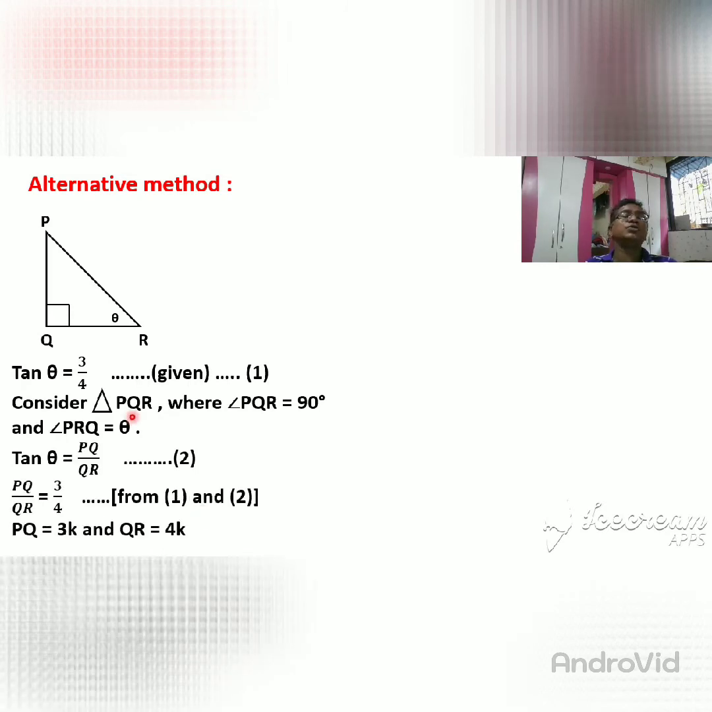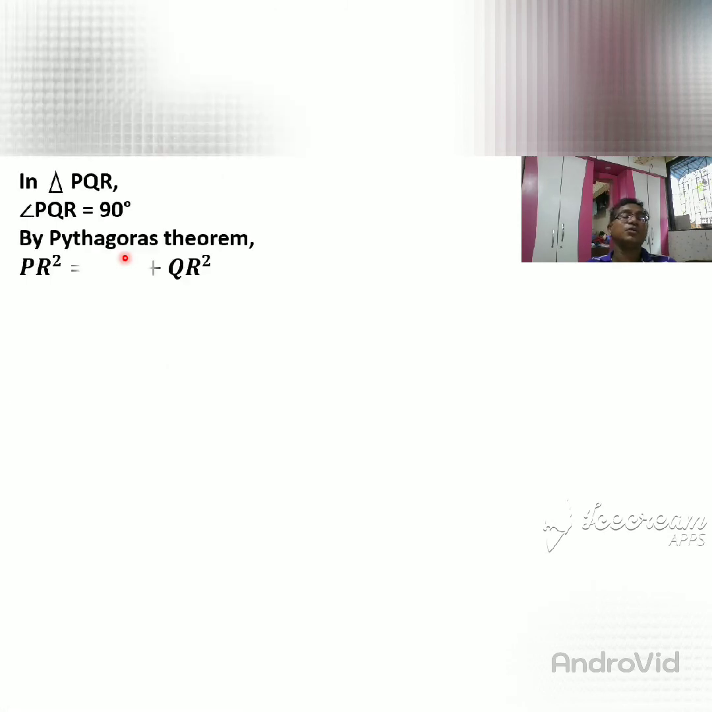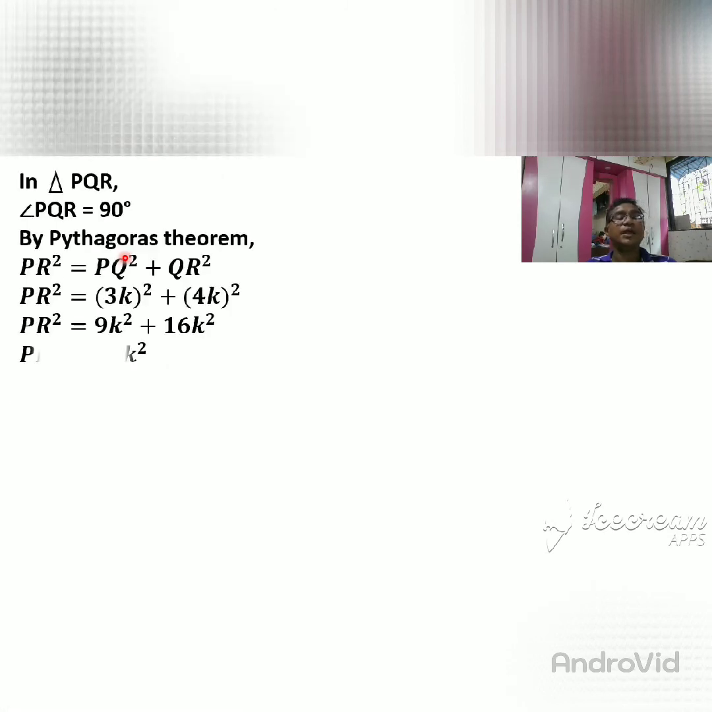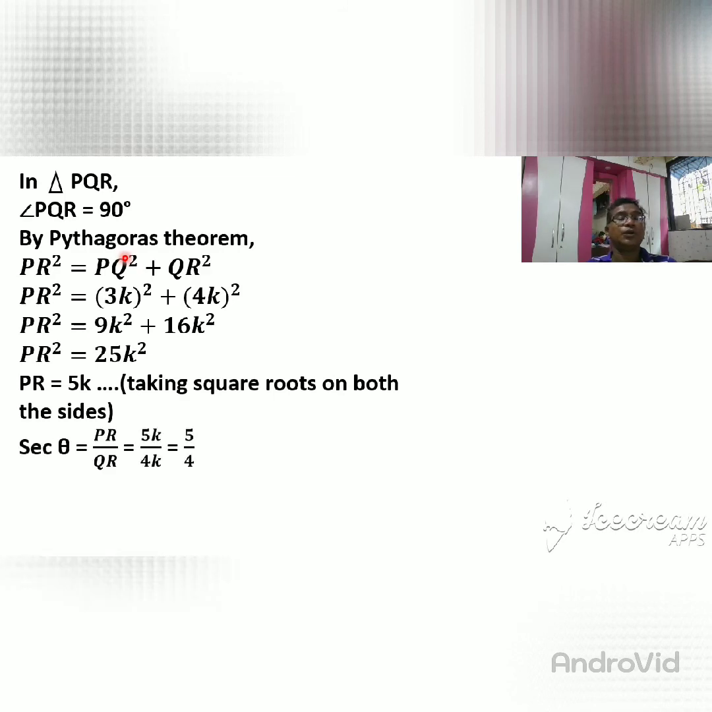These are the values given here: 3, 4, and 5. I want to find out cos theta. Cos means adjacent over hypotenuse. Adjacent is 4, hypotenuse is 5, so QR upon PR. QR is 4, PR is 5. In such a way we write the cos theta value, and cos theta is 4 upon 5.